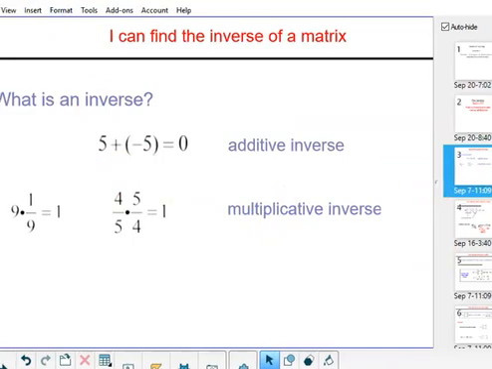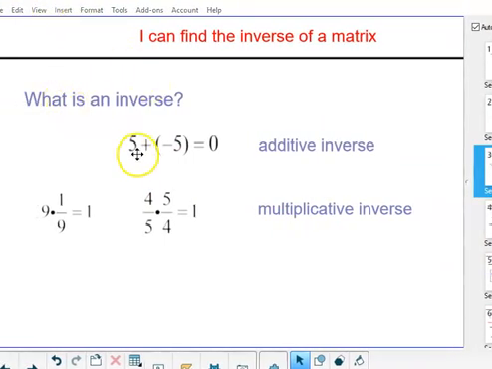If you think about what an inverse is, in the case of an additive inverse, it's what you add to a number to give you 0. Well, the opposite of 5 is -5. So the inverse of 5 is -5 because when we add them together, we get 0. For multiplicative inverse, it's what do we multiply a number by to give us 1. So 9 times 1/9 is 1. 4/5 times 5/4 equals 1. So it's just the reciprocal. What we're doing when we're finding the inverse of matrices is we're really finding the multiplicative inverse.